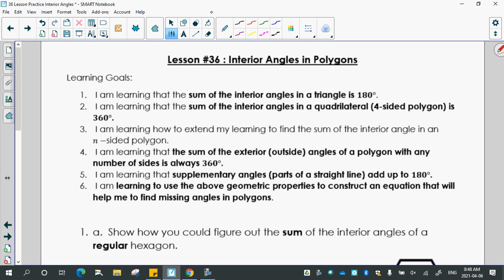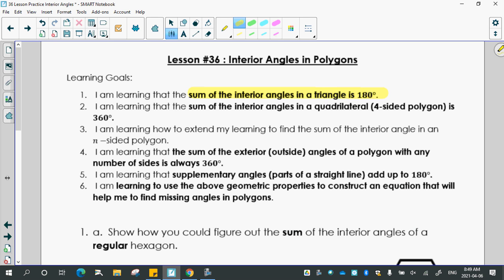So we're learning that the sum of the interior angles in a triangle is 180 degrees, something I hope most of you may remember from elementary school. Okay, 180 degrees in a triangle. Sum of the interior angles in a quadrilateral is 360, because you can divide a four-sided shape into two triangles. Okay, we're learning how to extend to find the sum of interior angles no matter how many sides the polygon has.